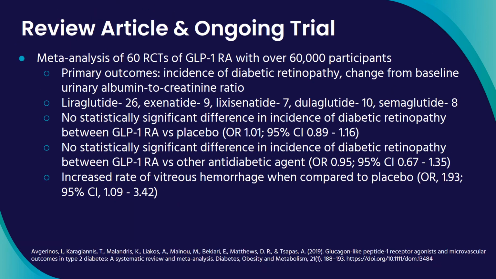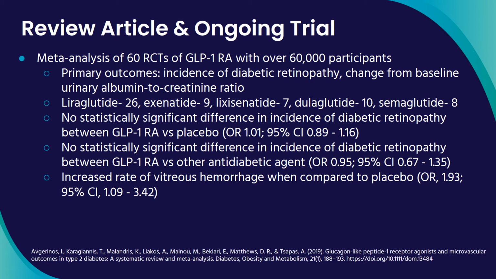A 2019 meta-analysis of 60 randomized controlled trials of GLP-1 RAs with over 60,000 participants assessed the incidence of diabetic retinopathy and change from baseline urinary albumin to creatinine ratio. The 60 trials were split as follows: 26 with liraglutide, 9 using exenatide, 7 with lixisenatide, 10 with dulaglutide, and 8 using semaglutide.